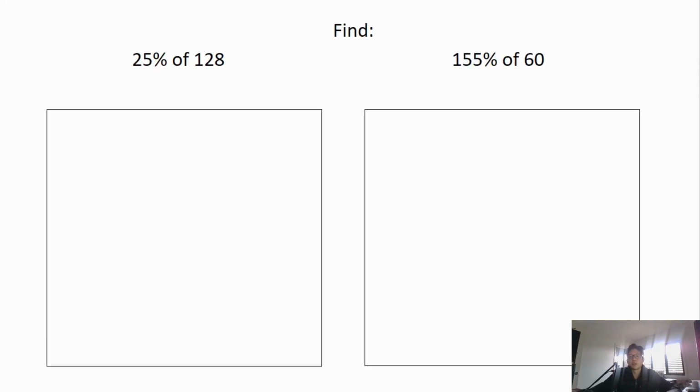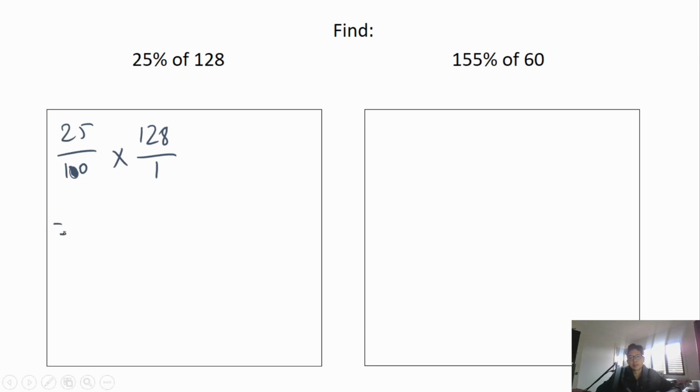Alright, so let's have a go at doing this. First step was to write the percentage as a fraction. So percent is always out of 100. So 25 will be out of 100. Change the "of" to a multiplication sign, and then write that as a fraction. That gives us 128 over 1. So 100 over here, I'll just fix that up.